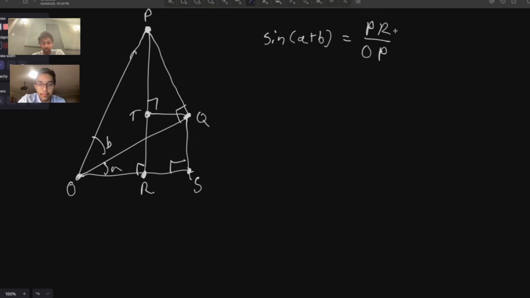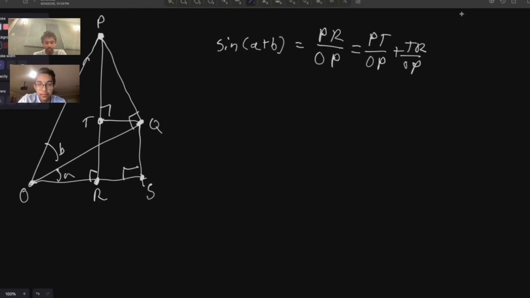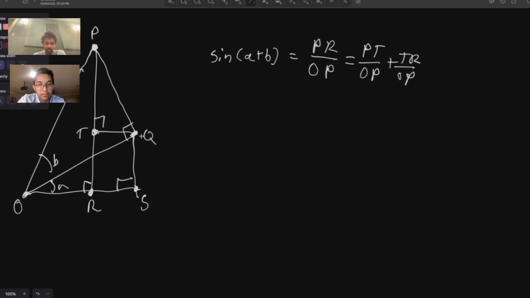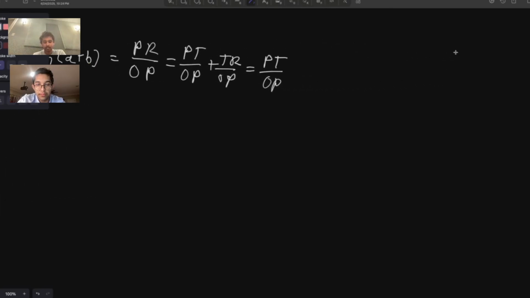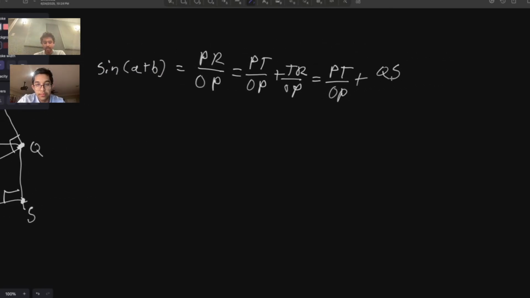Anyways, we can rewrite PR as PT over OP plus TR over OP. And if you look at this, you'll see that TR is the exact same thing as QS, right? Yeah, because it's the same length. So PT over OP plus QS over OP is equal to the sine of A plus B.